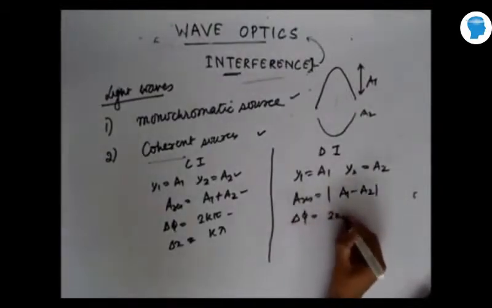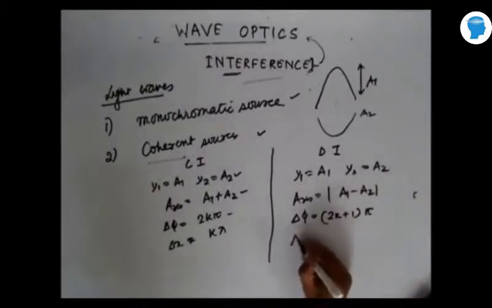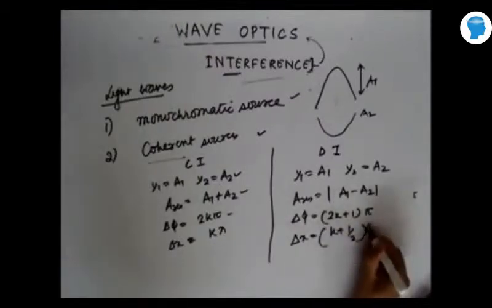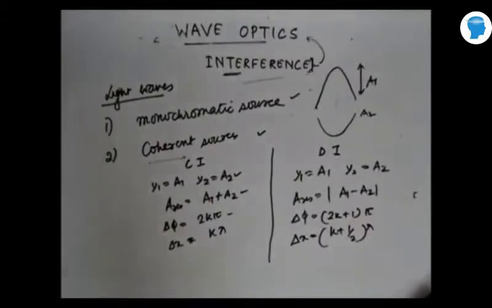Now, when destructive interference occurs, what is the phase difference? The phase difference, as you can say, is (2k plus 1) times π. And what is the path difference? The path difference is equal to (k plus half) times λ. Okay. So, these are the general things which we observe in case of interference. Now, let's take different cases and let's observe the interference pattern which occurs in different setups.